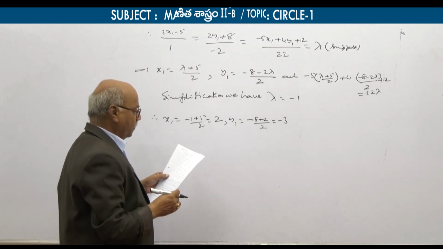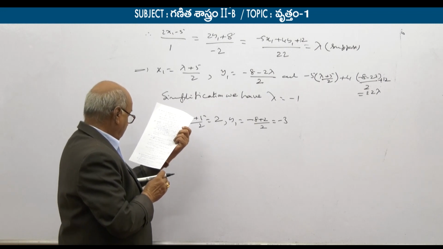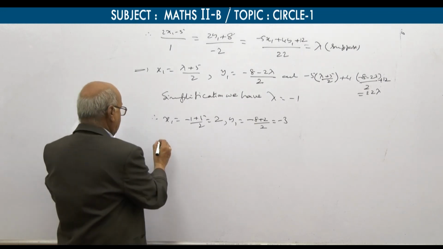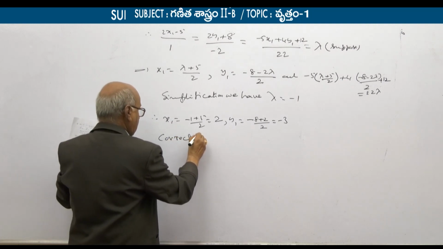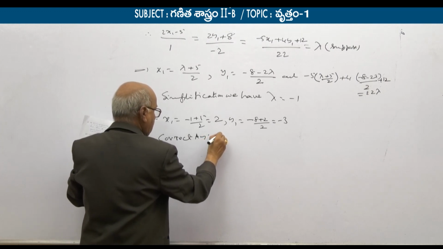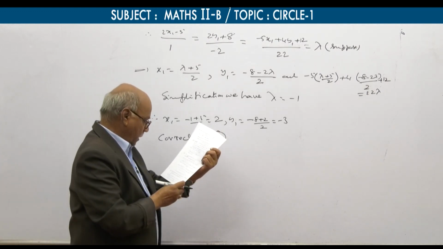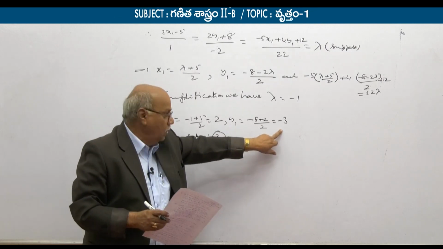So, the correct option is 2 comma minus 3. So, the correct answer is option number 3, 2 comma minus 3. x1 is equal to 2, y1 is equal to minus 3.